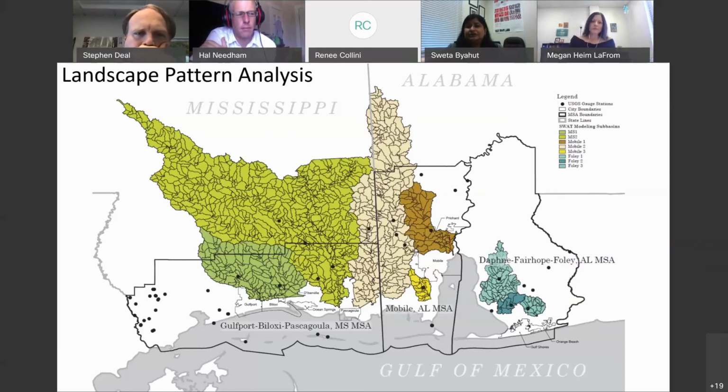The delineation of the watersheds was based on the data which we retrieved from the USGS gauge stations using ArcHydro, which is an extension of ArcGIS. And the black dots that you see on this map are actual locations of the USGS gauge stations that measure stormwater runoff.